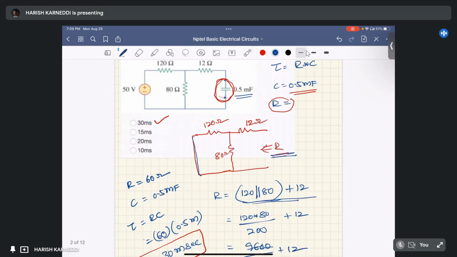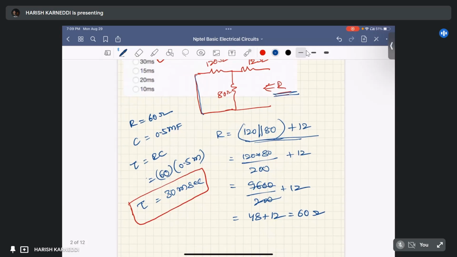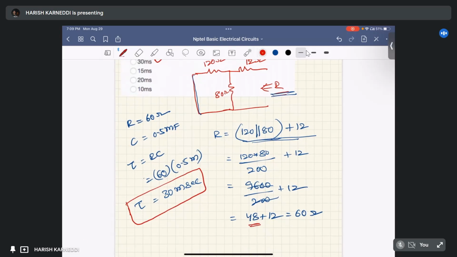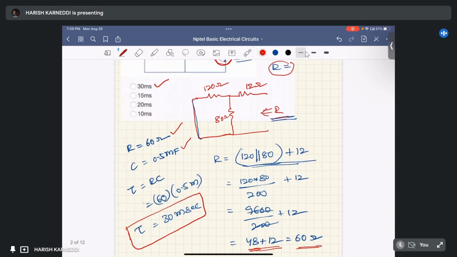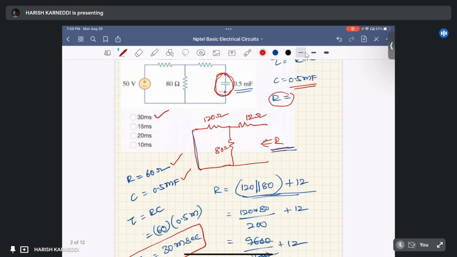The 120 and 80 ohm connected in parallel, the equivalent resistance will be 48 ohm. 48 ohm in series with the 12 ohm resistor, so total equivalent resistance will be 60 ohm. The 60 ohm equivalent resistance and the capacitance is 0.5 millifarad. So the time constant tau equals R into C, that is 60 into 0.5 milli, equal to 30 millisecond. Right? I hope this question is clear.